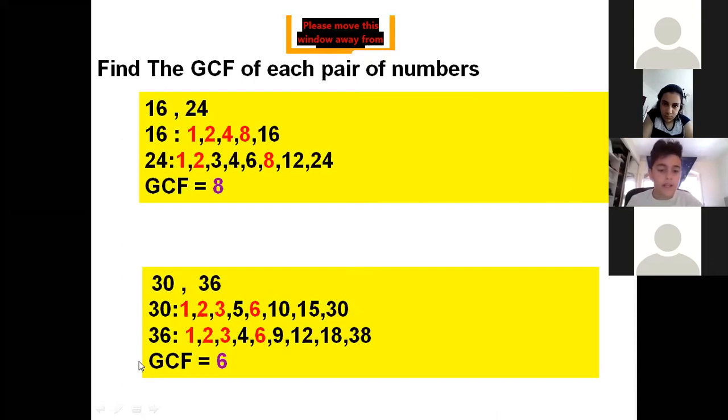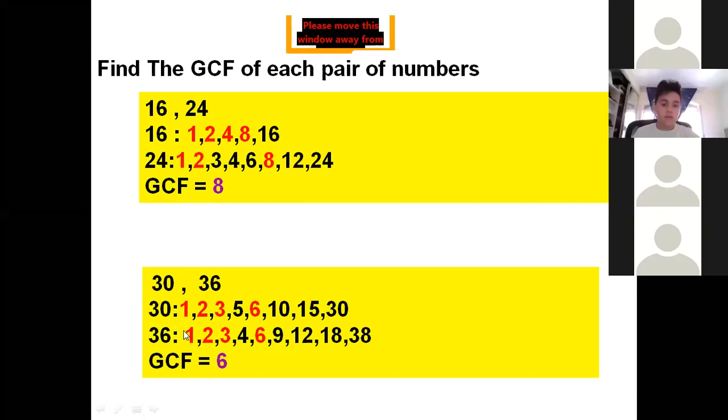They wanted to see which is the highest number that is the same in 30 and 36. Yes, so they listed the factors of 30, all the numbers that you can multiply to get 30, and the factors of 36. So they found that 1, 2, 3, and 6 are in common. 6 is the biggest. Yes, thank you very much, Umar. 6 is the biggest of them.